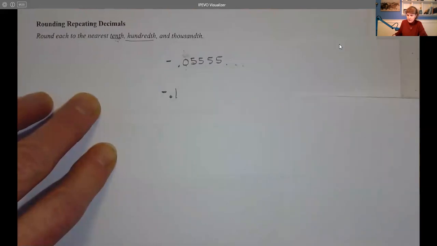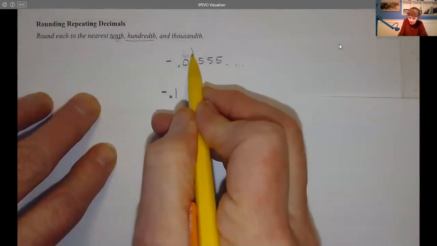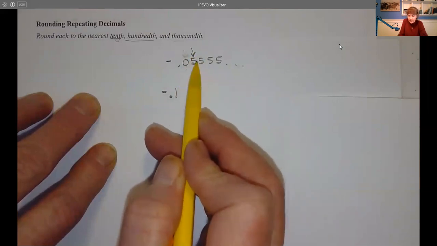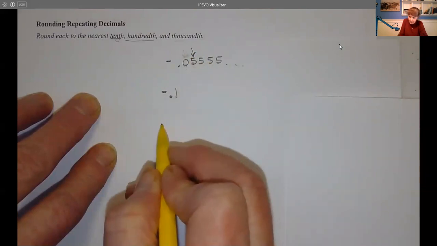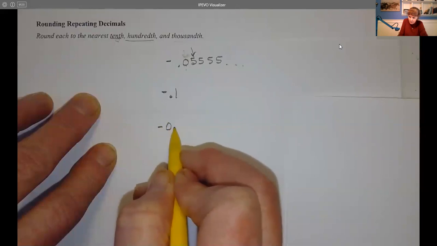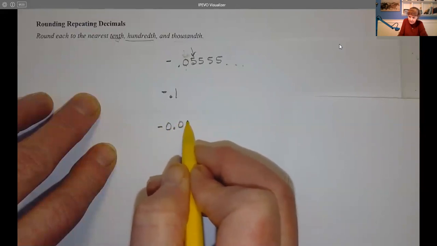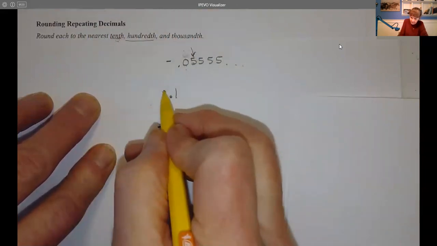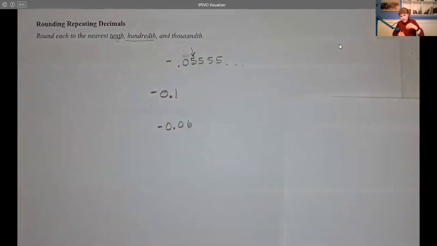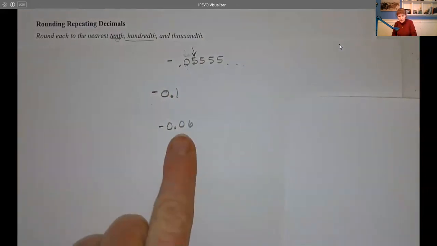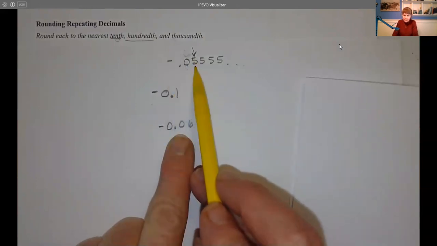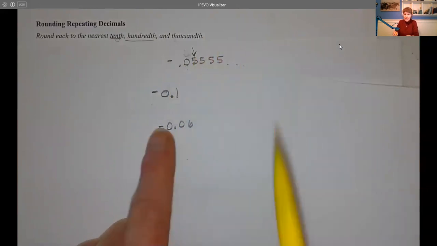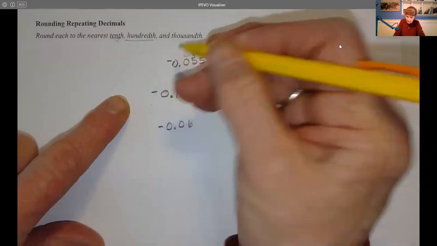Now, if we were going to do the nearest 100th, 10th, 100th, we look to the right, so we're going to increase this one. So the 100th would be a negative 0.06. I forgot to put the 0 in front. It's pretty normal for me. Okay, so this one to the nearest 100th, because you went to the 100th spot and you look to the right, so you increase this one. Okay, 1000th. Should probably have a 0 there.